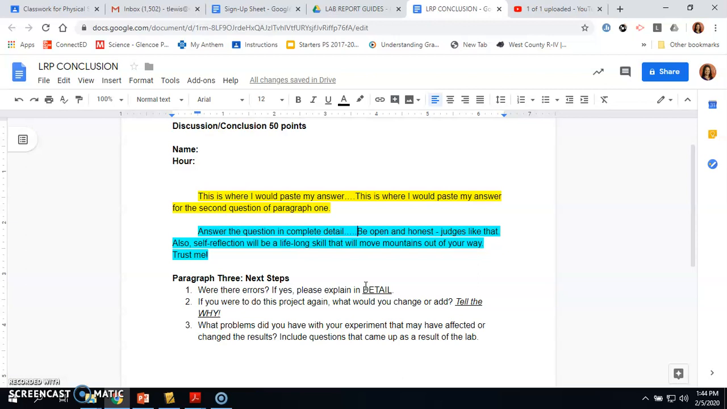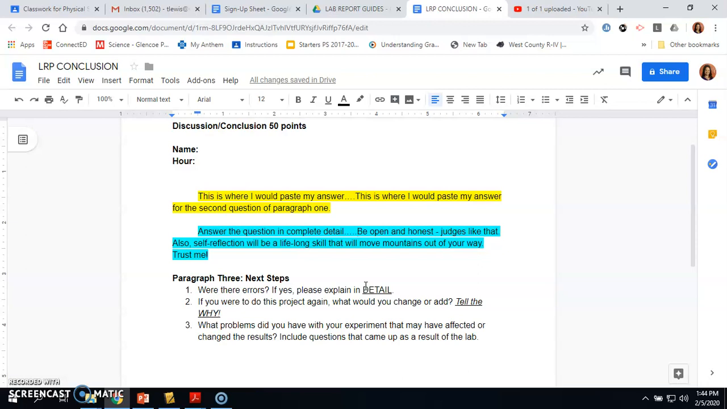Just don't say, yeah, I would change a couple of things because it would have made my experiment better, or it would have made my plants grow taller and stronger. No, you need to be very specific about the different items that you would change and why.